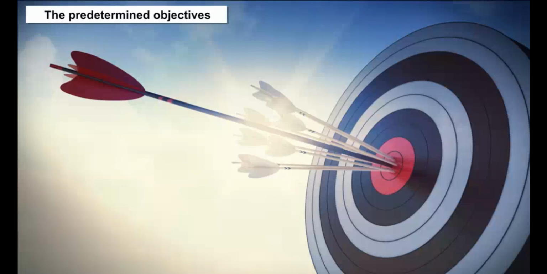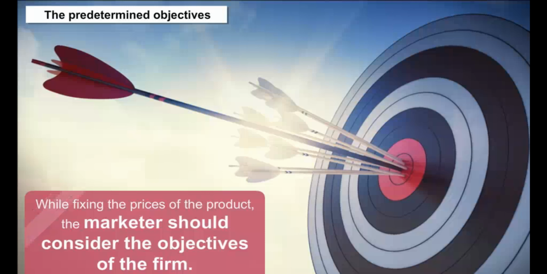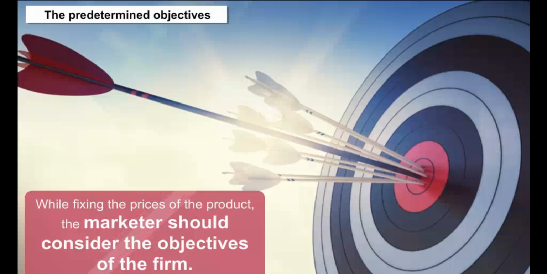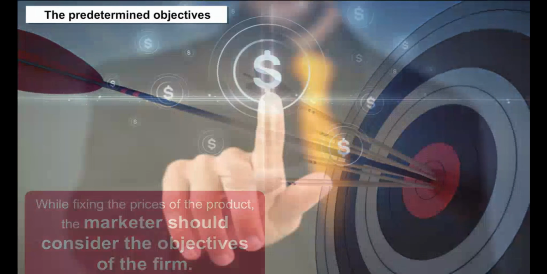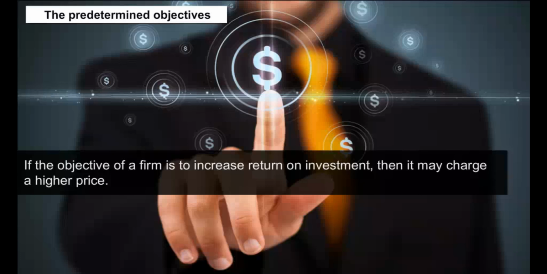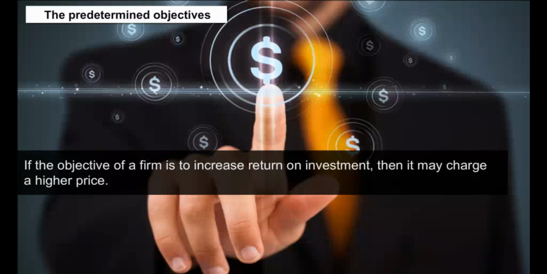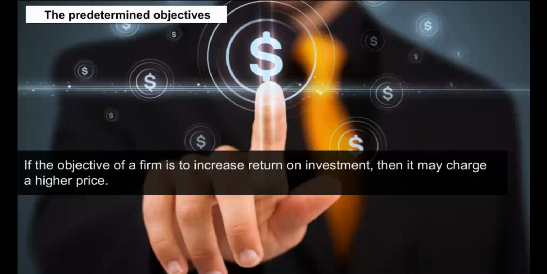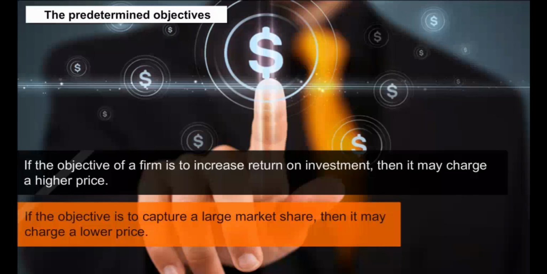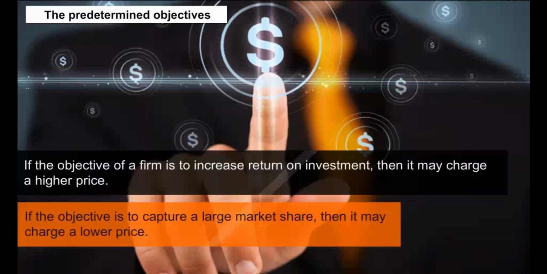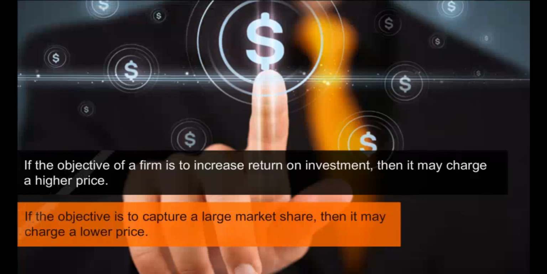The predetermined objectives. While fixing the prices of the product, the marketer should consider the objectives of the firm. For instance, if the objective of a firm is to increase return on investment, then it may charge a higher price, and if the objective is to capture a larger market share, then it may charge a lower price.